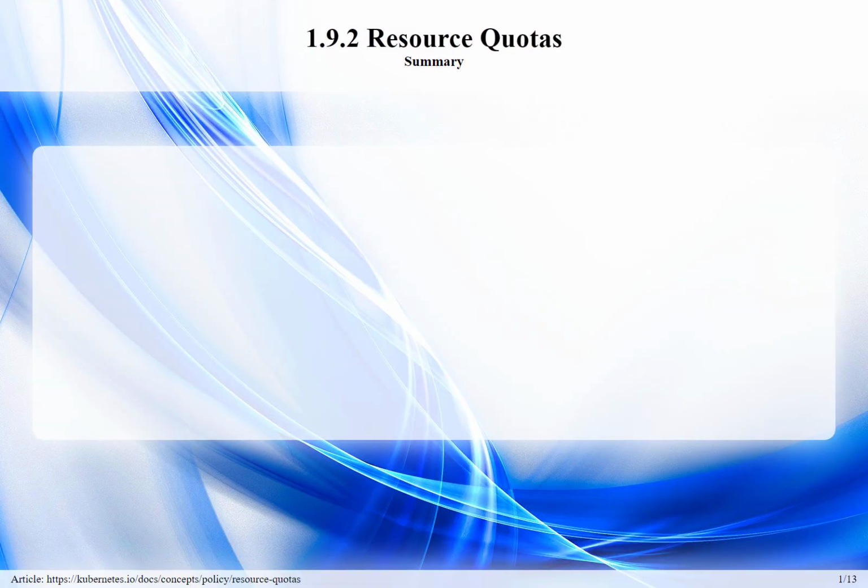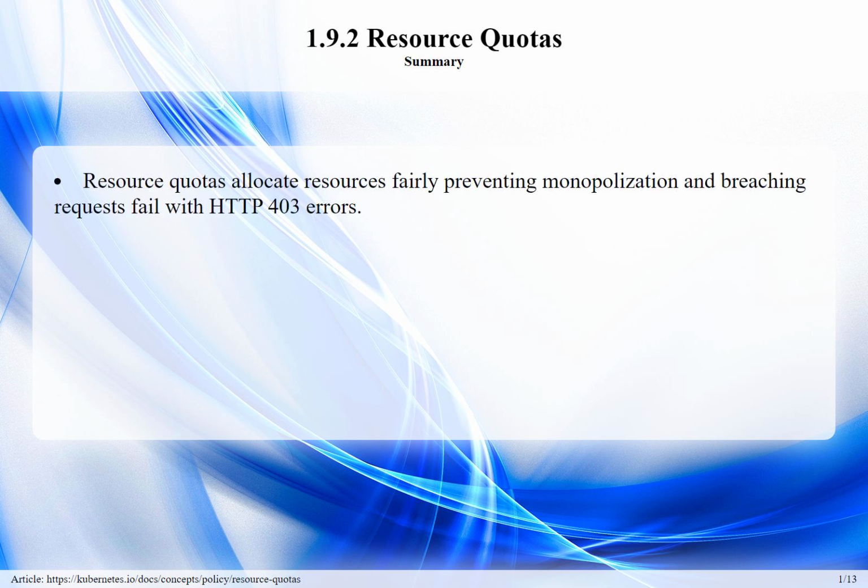Chapter 1.9.2 Resource Quotas. Here is a short summary about the article. Resource quotas ensure fair resource allocation among multiple users or teams sharing a cluster. Administrators set usage limits per namespace to prevent resource monopolization. If requests breach quotas, they fail with HTTP 403 errors. Certain scopes help refine quota applications, with specific constraints for advanced scenarios like priority classes and cross-namespace affinities.